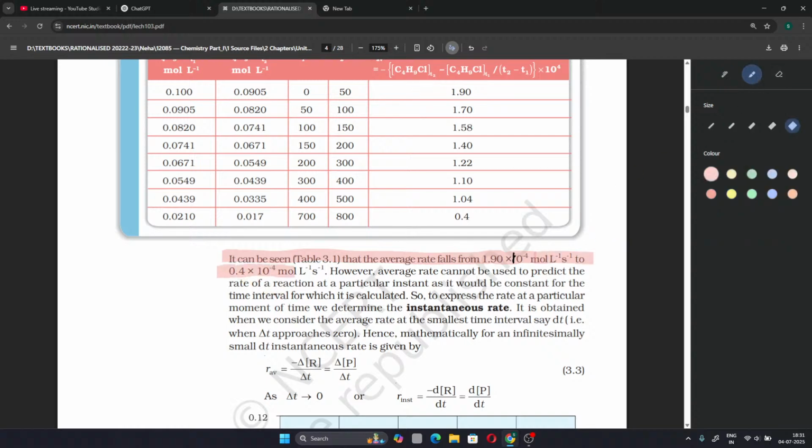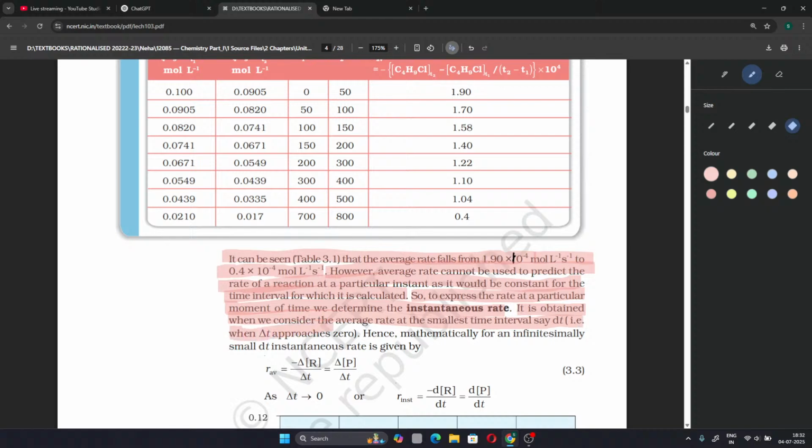0.4 into 10 power minus 4 mole per liter per second. However, average rate cannot be used to predict the rate of reaction at a particular instance, as it would be constant for the time interval for which it is calculated. So, to express the rate at a particular moment of time, we determine the instantaneous rate. It is obtained when we consider the average rate over the smallest time interval dt.